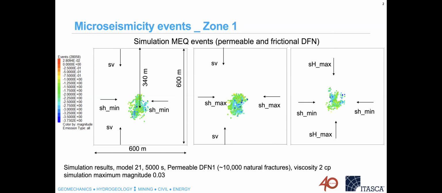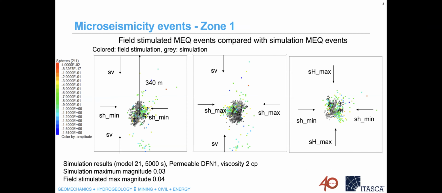And here are the obtained simulation microseismic results. The next one. So here I put them together, the field stimulation results with the simulation results. The colored one is the stimulation result, and the gray one is our simulation. So you can see basically the extent of the microseismicity clouds in the simulation matches with the stimulation.